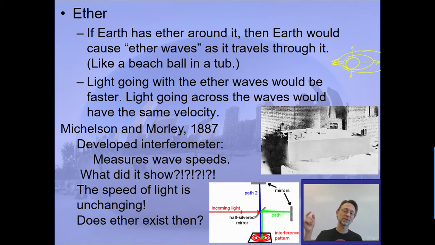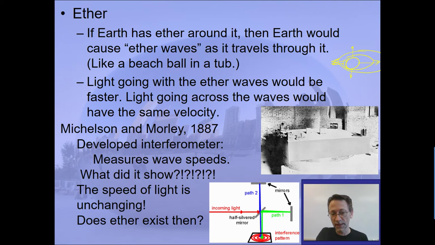And that's where Michelson and Morley come in. In 1887, they developed what was called an interferometer, and it measures the speed of those waves. So you can picture this was the original optical device that they used. So they send this incoming light here. They shoot it. It hits this sort of half silvered mirror.